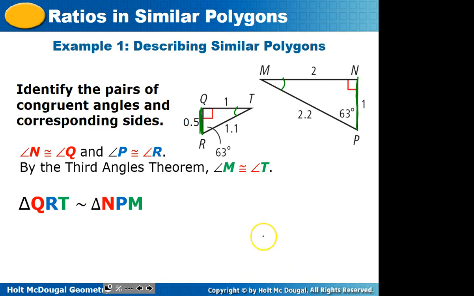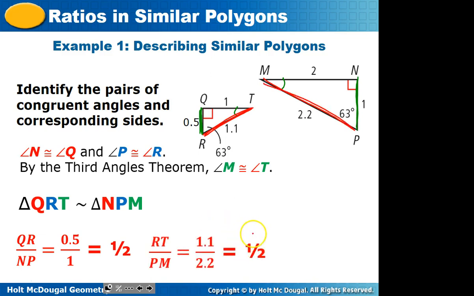So we're going to go QR over NP, that's 0.5 over 1, which is 1/2. The next side we're going to look at is RT and PM. RT is here and PM is there. So we're going to compare those two sides. RT is 1.1 and PM is 2.2. That also equals 1/2. And our final side is QT and NM, this one right here, okay? So that actually is 1 over 2.